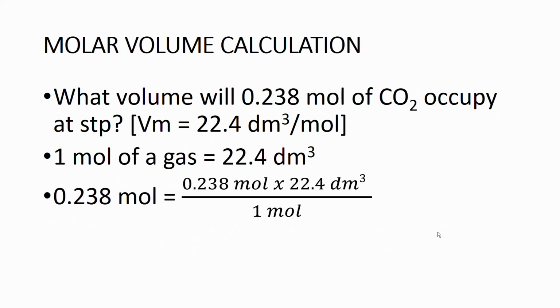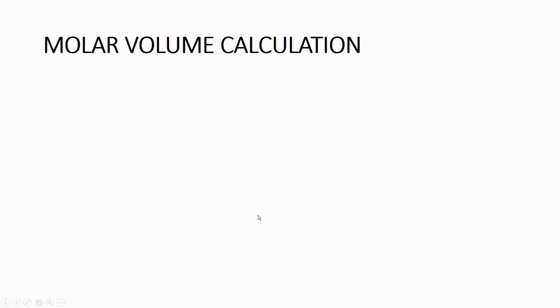And that will be the 0.238 mole of the CO2 times the molar volume, which is 22.4, all over 1 mole, which is the mole of the gas, and that will give you 5.33 dm cube, which means that 0.238 mole of CO2 at standard temperature and pressure will have a volume of 5.33 dm cube. Let's check the next question and see.